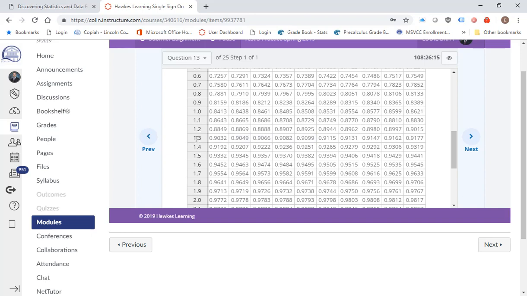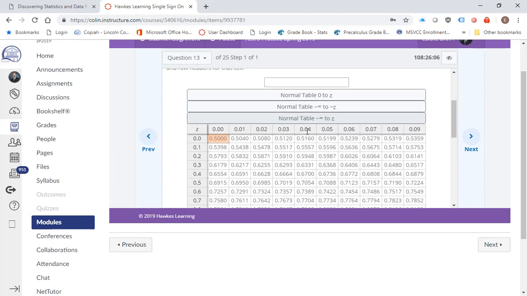So I have to look at the z-score though. 1.3, and then go up in this column, 1.34. That's what I have to put in there.